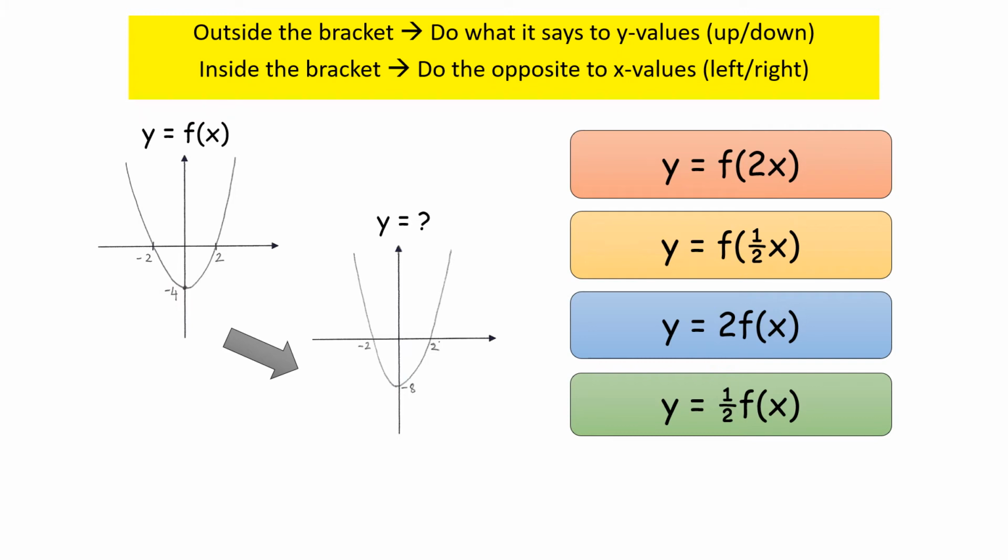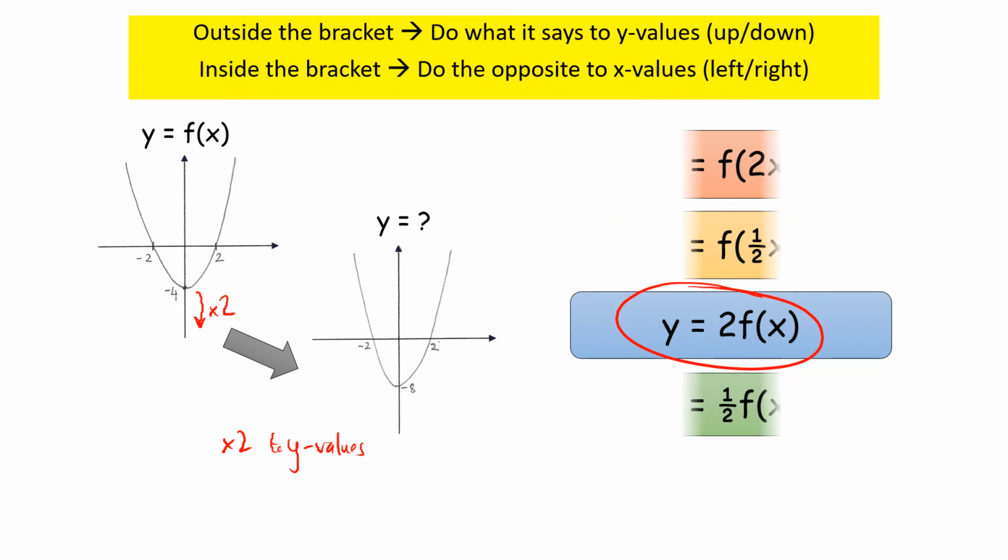So the graph hasn't moved up or down because these points haven't moved. They're still at -2. So what's happened is the y values have been multiplied by 2. The graph's been made steeper. Now that's definitely something that's happened to the y values. So it should be outside the bracket, do what it says. We should have a 2 times outside a bracket. So our correct answer is 2fx.